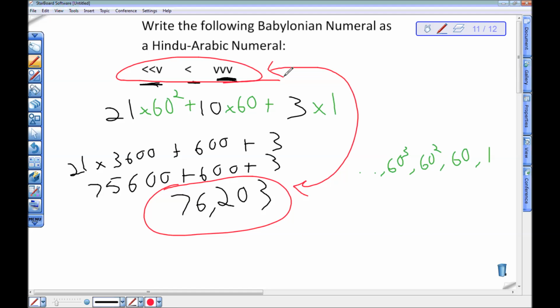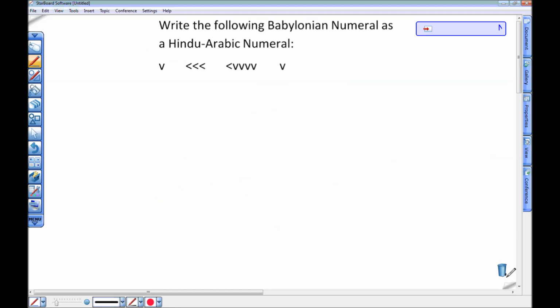All right, let's do one more example of going from Babylonian to Hindu-Arabic. So here, again, I want to start by just counting what's in each place. So this place has a 1 in it. This next place has 30 in it. This next place has 10, 11, 12, 13, 14 in it. And this last place has 1 in it. Okay, so those are the numbers in each of the places.